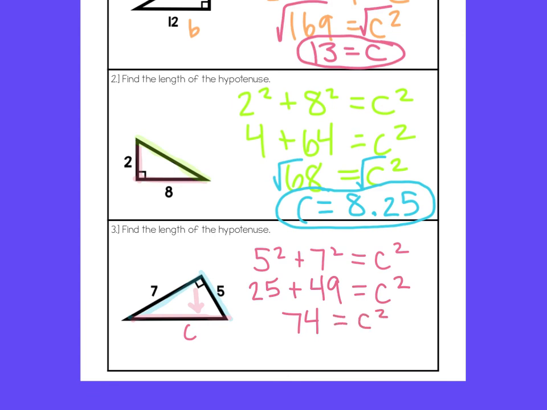Remember, we don't want just c squared, we want just c. So we have to do the inverse of squaring, take the square root of both sides. Square root of 74 is 8.6. That is our final answer. All right, now you're going to try this on your own.